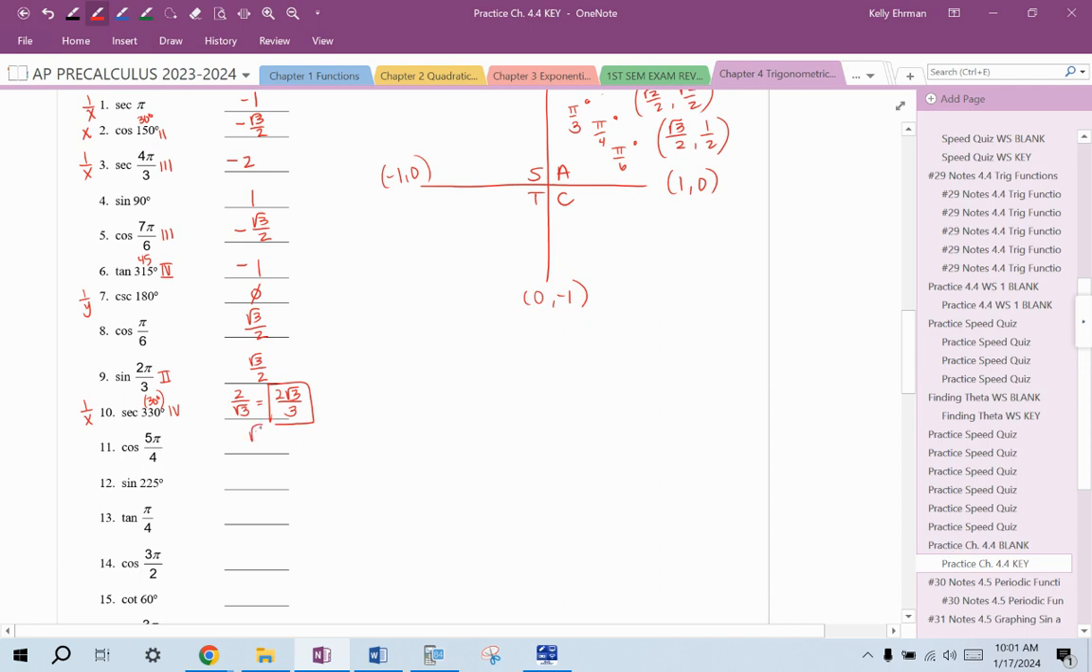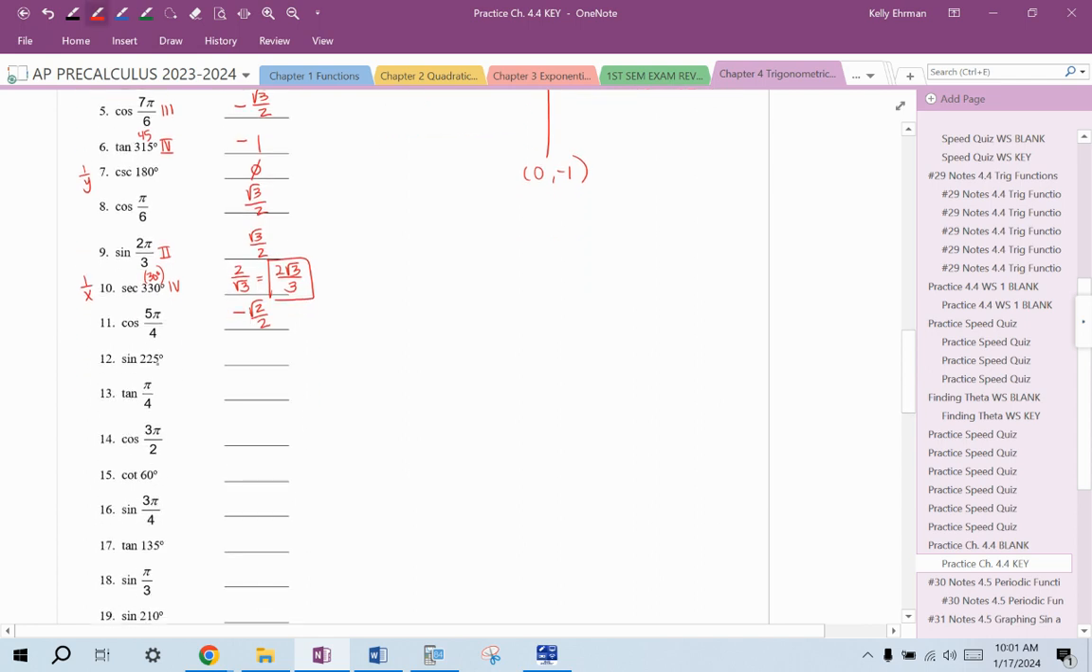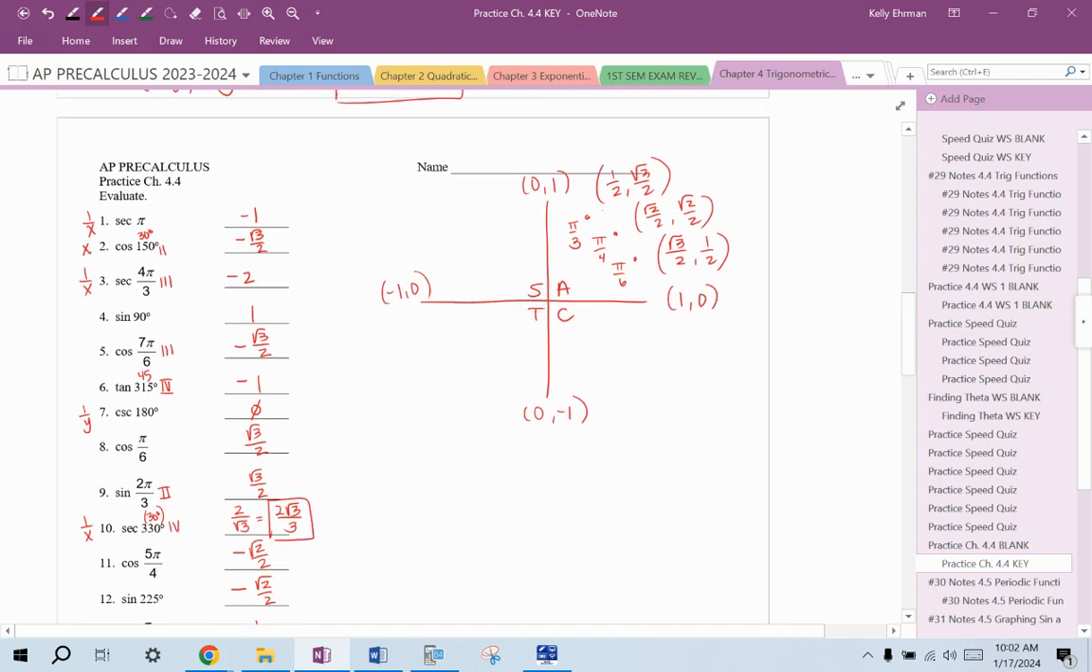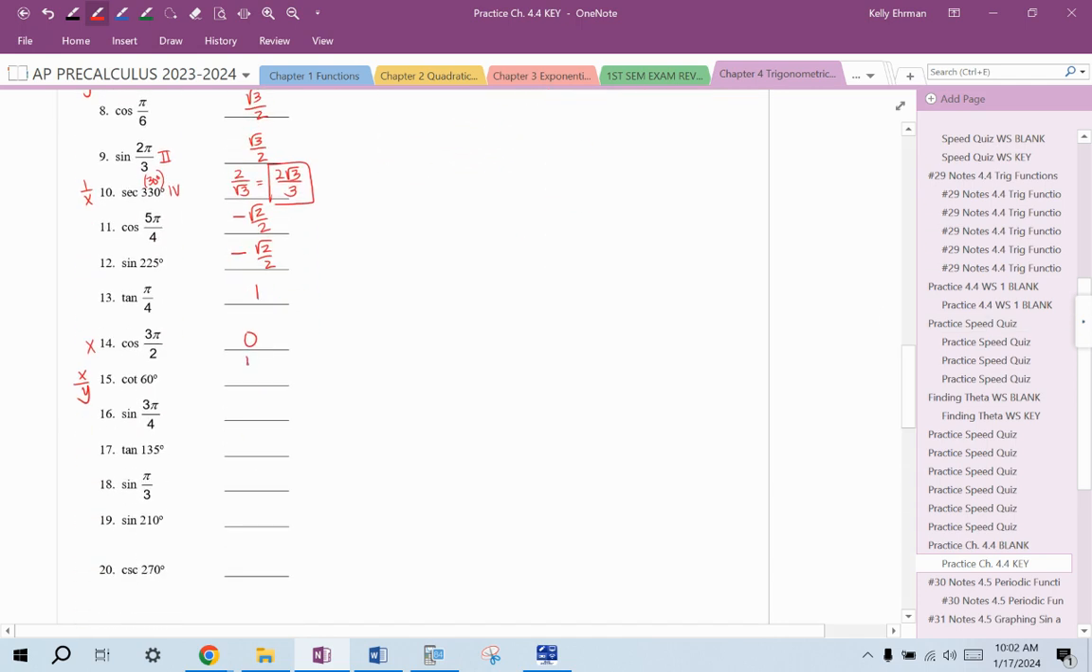Cosine of pi over 4 is radical 2 over 2. 5 pi over 4 is in quadrant 3, so make it negative. Sine of 225, you should be negative in quadrant 3. Sine of 45 is radical 2 over 2. Tangent of pi over 4 is 1. The x-coordinate at the bottom of the circle is 0. X over y for 60 degrees. X over y is 1 over radical 3. Quadrant 1, so it's positive. Rationalize your answer.